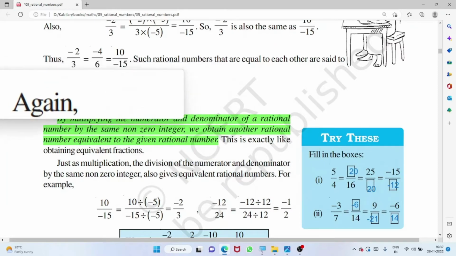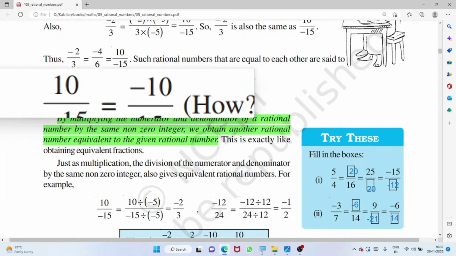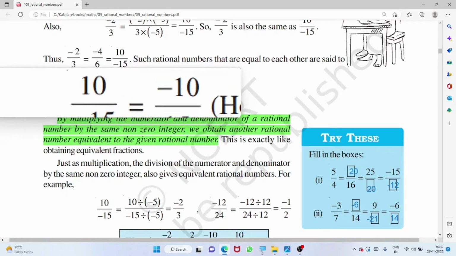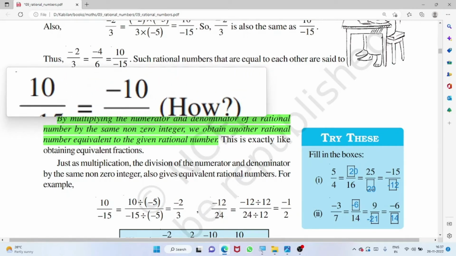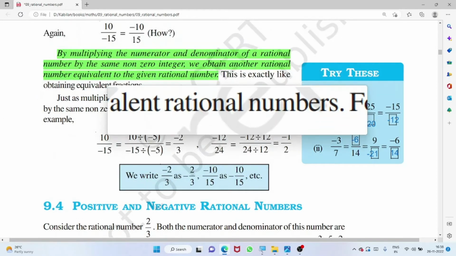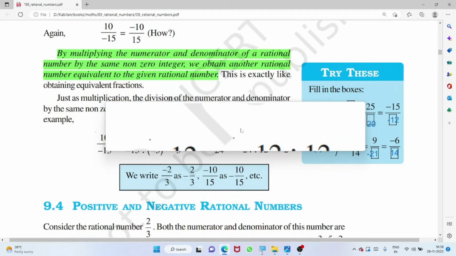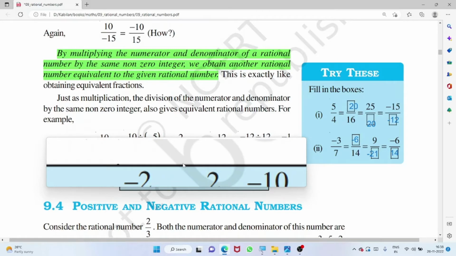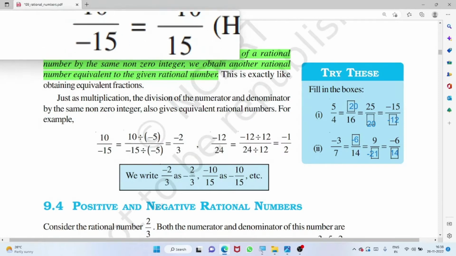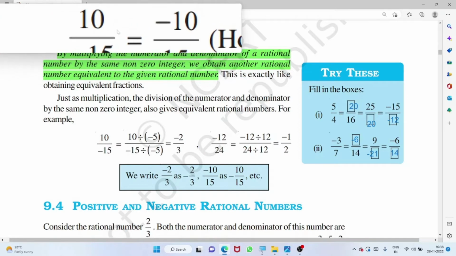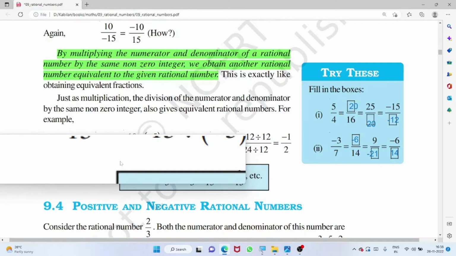So this minus sign can be anywhere. 10 by minus 15 is the same as minus 10 by 15, because if you multiply the numerator and the denominator by minus 1, the top will become minus and the bottom will be plus. By multiplying the numerator and the denominator of a rational number by the same non-zero integer, here I multiplied by minus 1, which is also a non-zero integer, we obtain another rational number equivalent to the given rational number. Both are the same. 10 by minus 15 is the same as minus 10 by 15. We are multiplying 10 by minus 1 and minus 15 by minus 1.